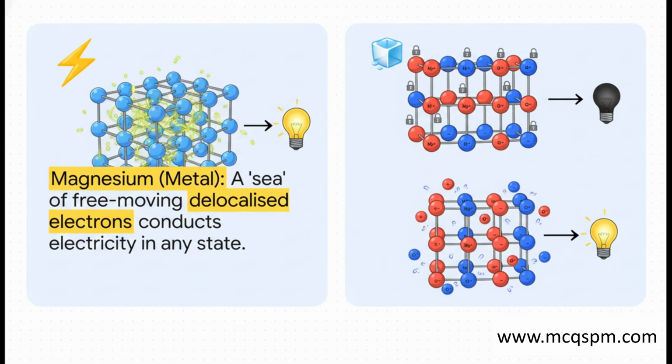In a pure metal like magnesium, you've got this sea of free-moving electrons that can carry a current no matter what. But, and this is a big but, in an ionic compound like magnesium oxide, the things that carry the charge are the ions themselves. When it's solid, those ions are locked up tight. But when you melt it, the ions are free to move around, and that's what lets it conduct electricity.